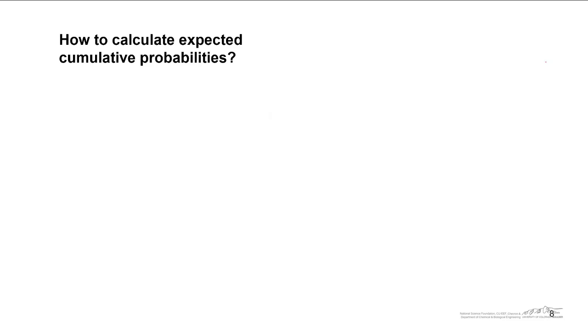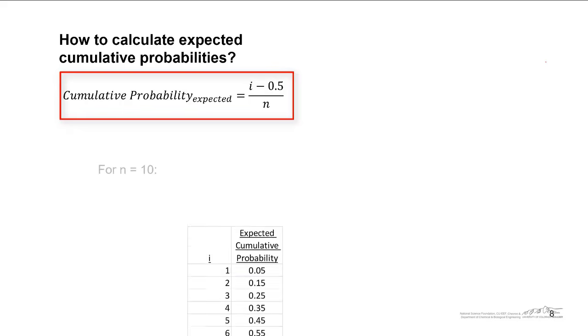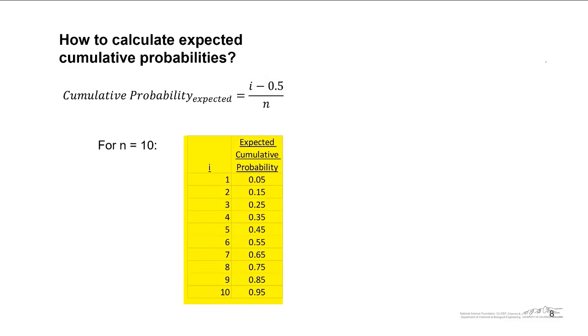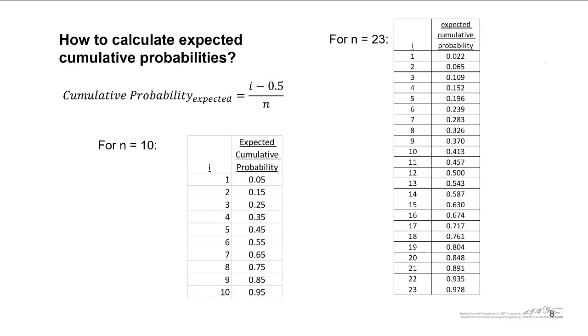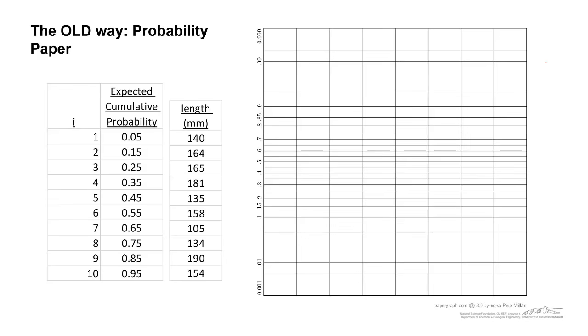How do we calculate these expected cumulative probabilities in general? The expected cumulative probability is going to be i minus 0.5, where i is just the index going from 1 up to n, and then we divide that quantity by n. We saw that when n equals 10, we get the following. But for example, if we had n equals 23, then the expected cumulative probability would be as shown here. And these are just calculated from this simple formula over here in the middle.